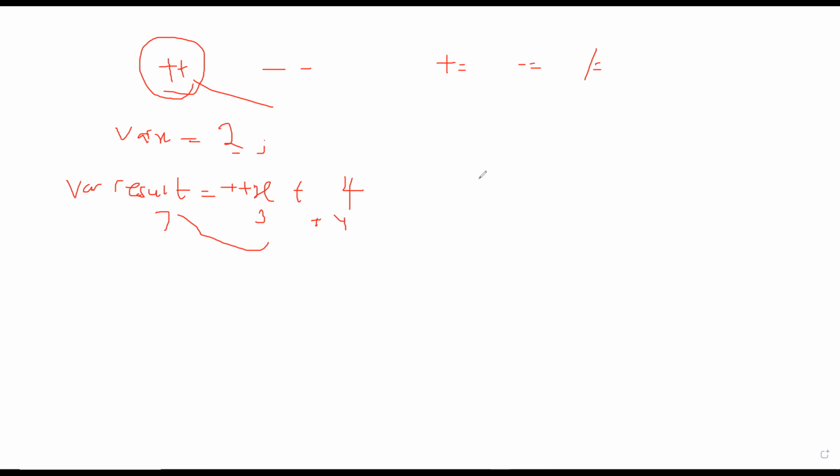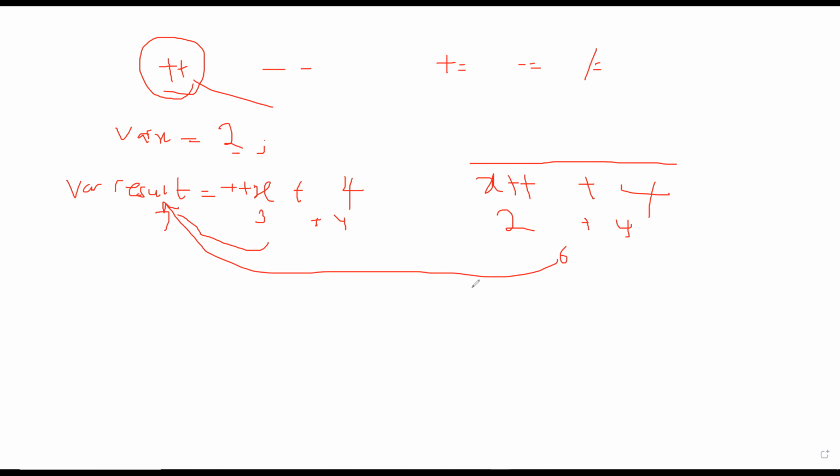But if it is x++ + 4, this x will not be incremented within this expression. So x will still be 2 and 4 will be added. So 6 will be assigned to the result. It is after the execution of this statement that x will now be increased to 3. After. Let us demonstrate this, even for me to be sure of what I'm talking about.